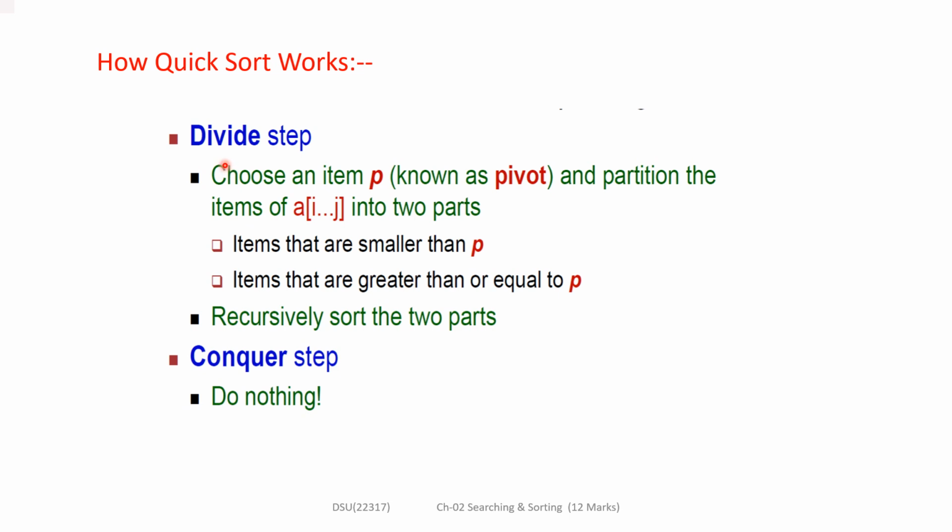Divide and conquer means divide the unsorted list into two parts using this pivot point. On one side there is a list which is less than the pivot, and on the right side there is a list which is greater than the pivot, like this.